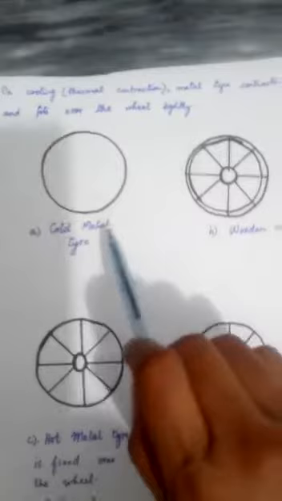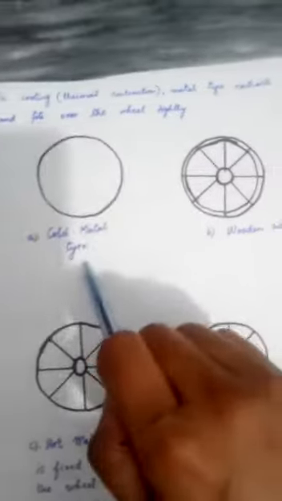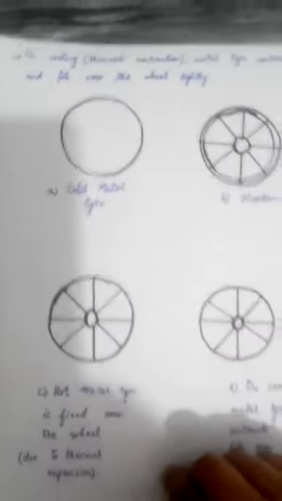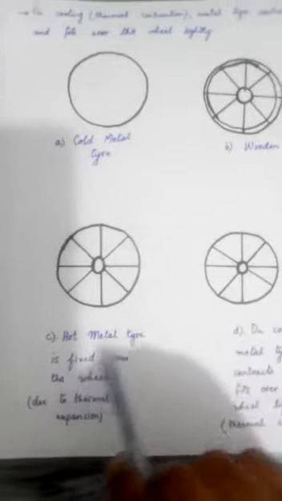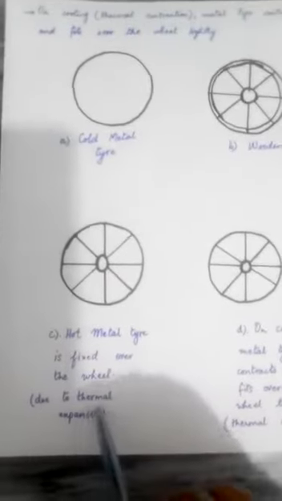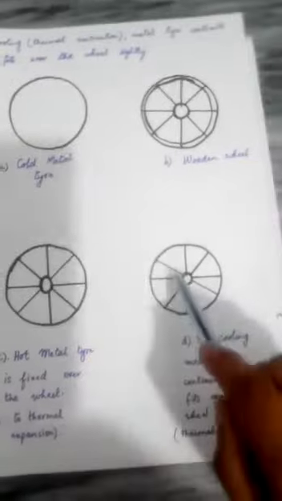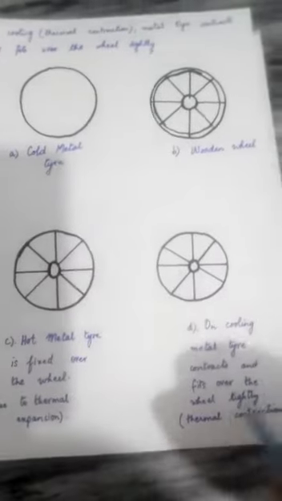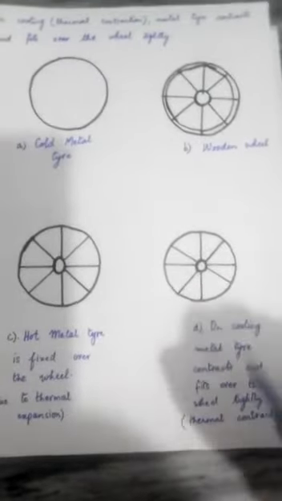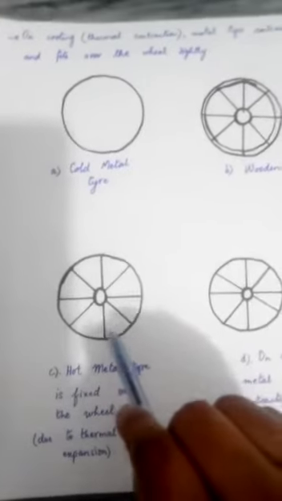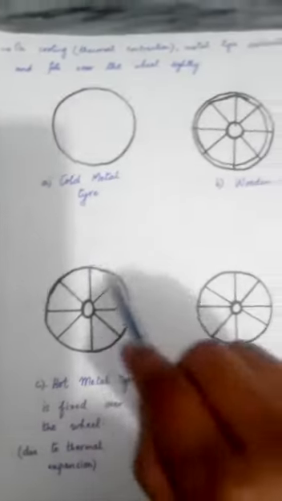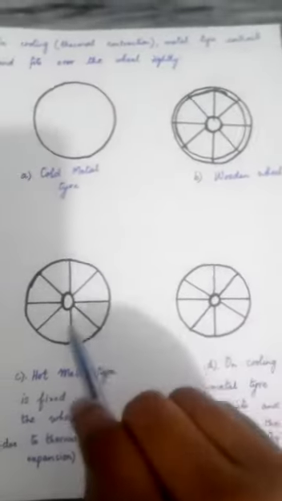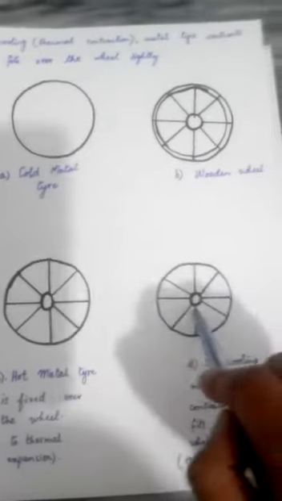If we see this diagram here, the first picture shows the cold metal tire, the second picture shows the wooden wheel, and in the third one you see the hot metal tire is fixed over the wheel, and it is all due to thermal expansion. Now in the last one, stage D, on cooling, the metal tire contracts and fits over the wheel tightly, and this is called thermal contraction. As you can see the difference, on thermal expansion the size of the tire has increased, but on cooling the size gets smaller. This is showing thermal expansion, and this is showing thermal contraction.